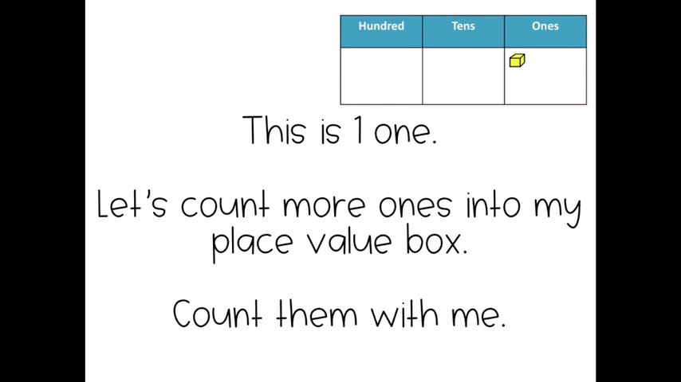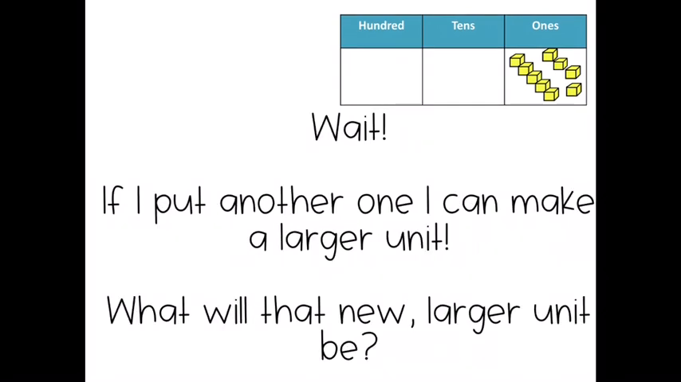Now let's count together to place more ones into my place value box. Why don't you count with me? 1, 2, 3, 4, 5, 6, 7, 8, 9. Okay, now wait a minute. If I put another 1 in there, can I make a larger unit? Yes, I can make a larger unit. So what will that larger unit be?